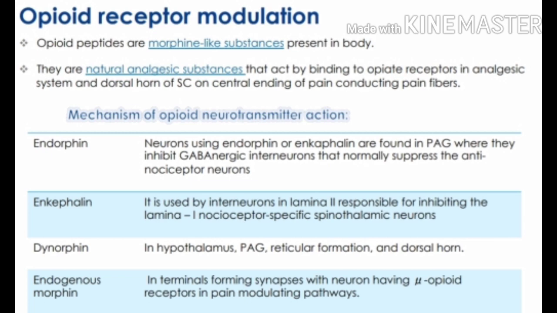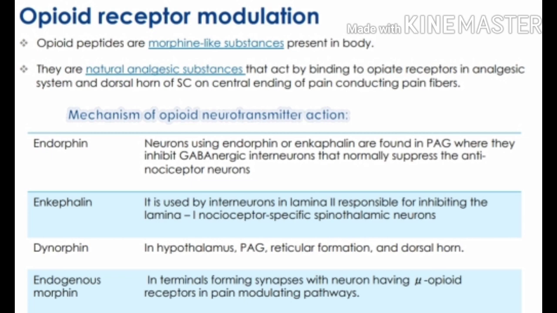Mechanism of neurotransmitter action. Endorphin: neurons using endorphin or enkephalin are found in PAG, where they inhibit GABAergic interneurons that normally suppress anti-nociceptor neurons. Enkephalin: it is used by interneurons in lamina 2, which is responsible for inhibiting lamina 1 nociceptor specific spinothalamic neurons.